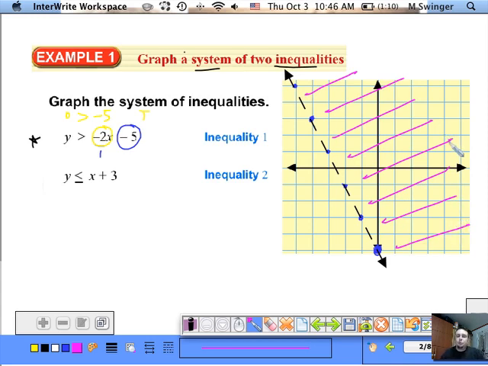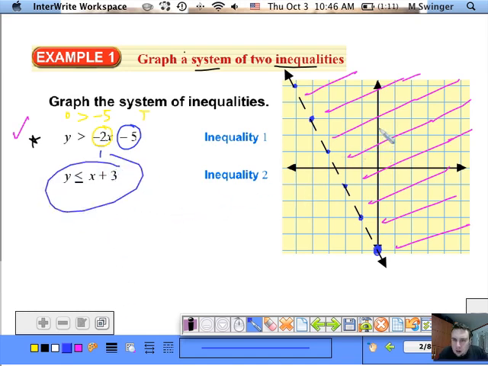Okay, now the other one, we have to take into account this purple is the solutions to the first one. These are all the solutions to this guy. We want to find the solutions to both of these together. So let's do the second one now. So basically my advice is do one at a time. Alright? It's already in slope-intercept form, easy.